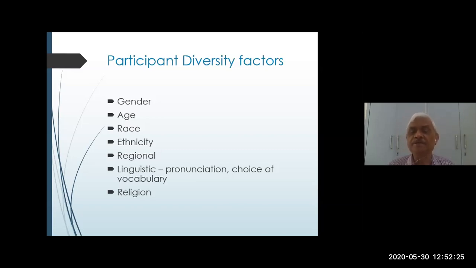In fact, in some places, if we are holding a program in a hotel, we might even have to check whether there is a prayer room, a separate prayer room or not, right? So even that becomes an issue. Now, cultural, I have already given some examples, but yes, there is going to be fairly good cultural diversity that we have to be aware of.